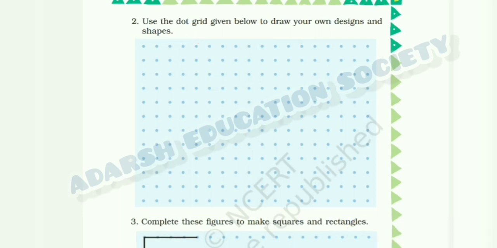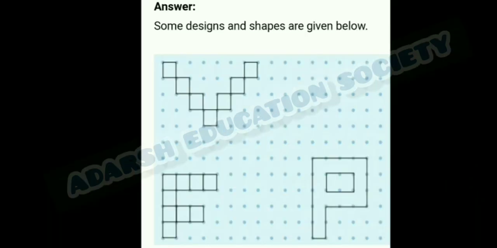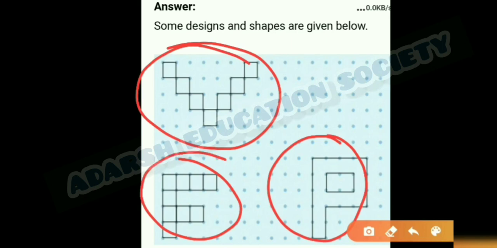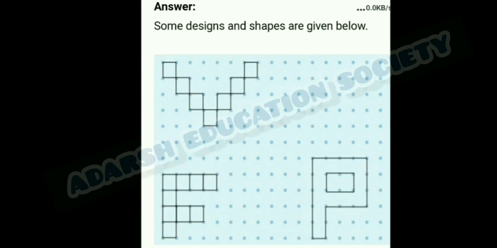Now in next page, second question, use the dot grid given below to draw your own design and shapes. Here you have to draw designs. You can draw any flower, shapes, leaves. You can draw anything here which you want to draw. Some designs and shapes are given below. Here you can see I draw different types of design for you. You can create your own also.